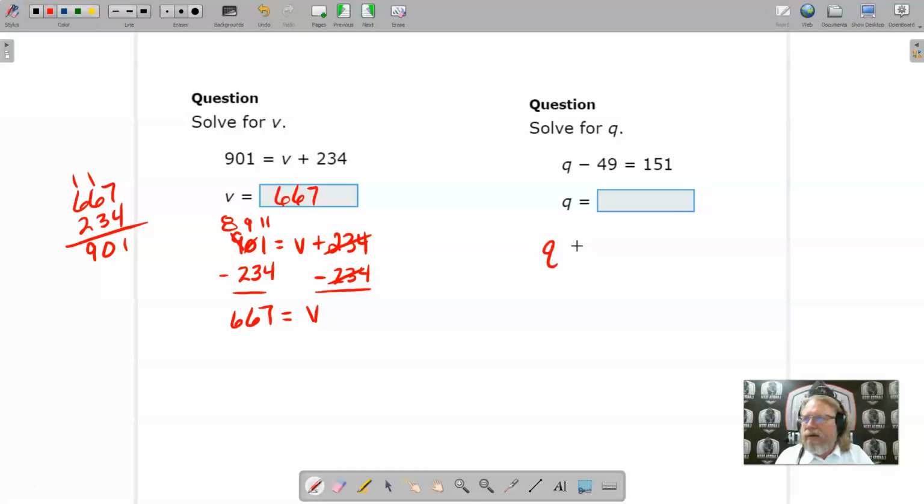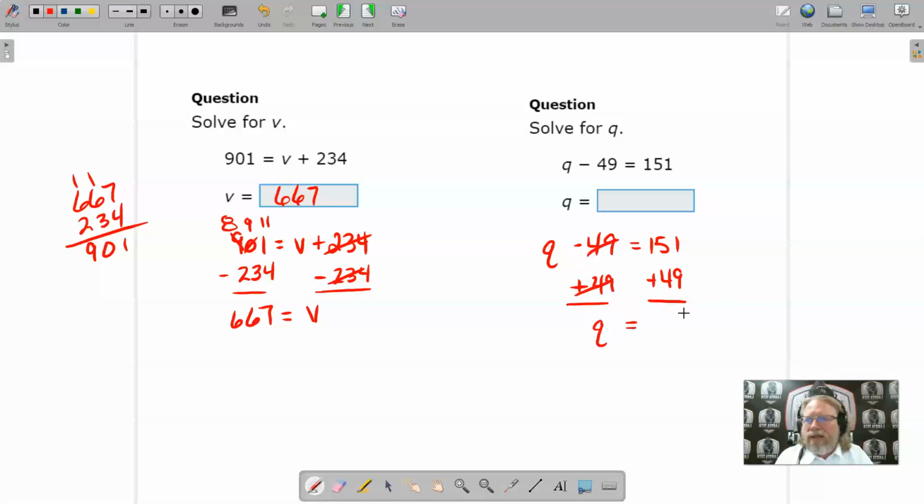So here I have q minus 49 equals 151. The 49 is tied to the q through subtraction. The opposite operation of subtraction is addition. I'm going to add the very number I wish to get rid of, which is 49. And what I do to one side, I need to do to the other. So the 49s are going to cancel each other, right? So we'll cancel those out. We end up with just q on the right.